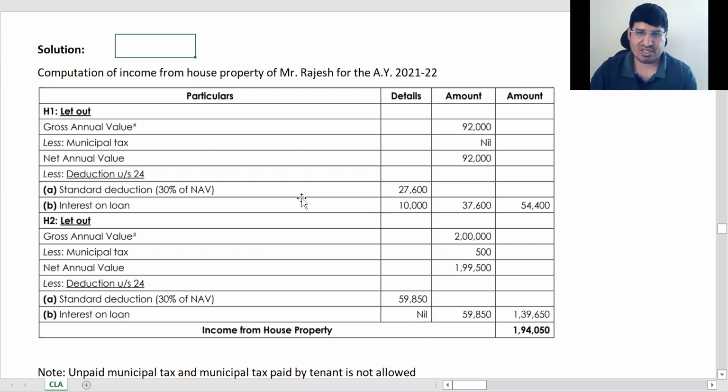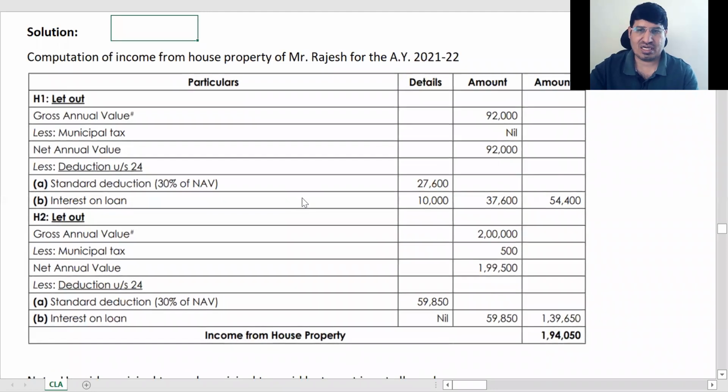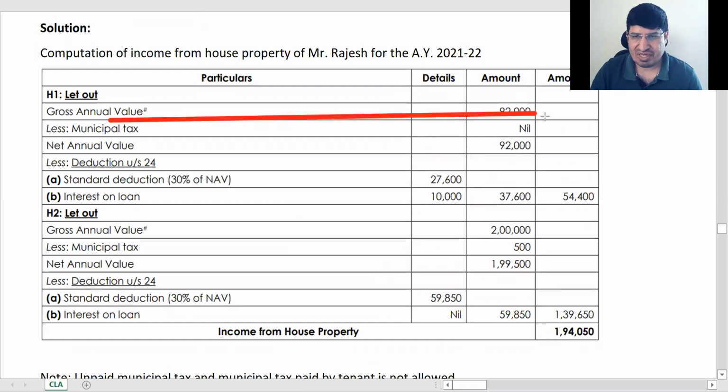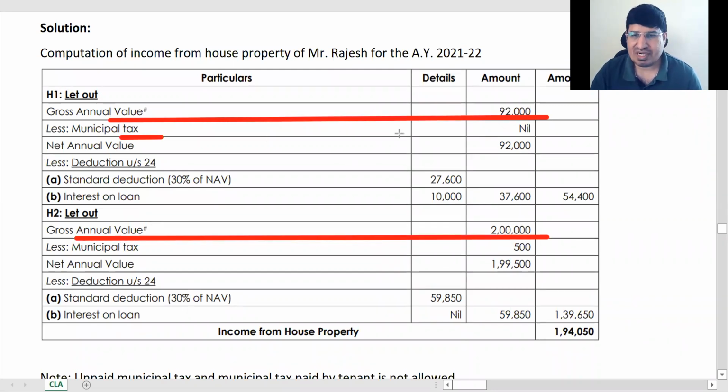So, okay, let's start the computation. First is H1. GAV is 92,000 and for H2 GAV is 2 lakh. And the municipal tax here is 0, correct? Because it was not paid, hence it is 0. So 92 minus 0 is 92, which is your NAV here.